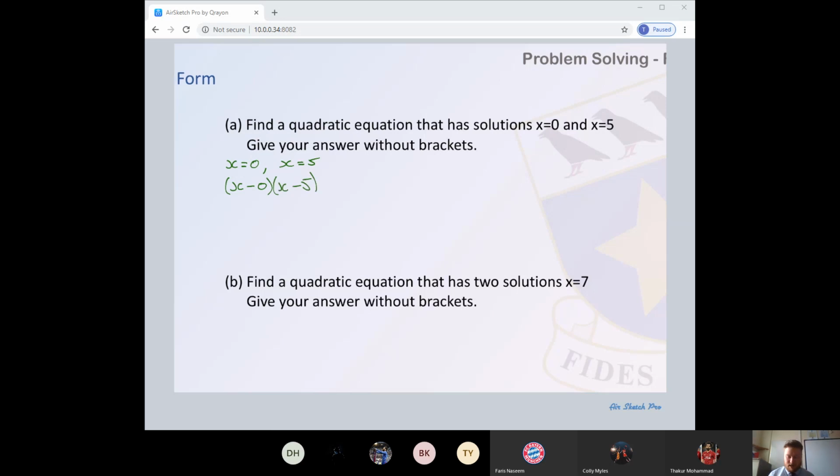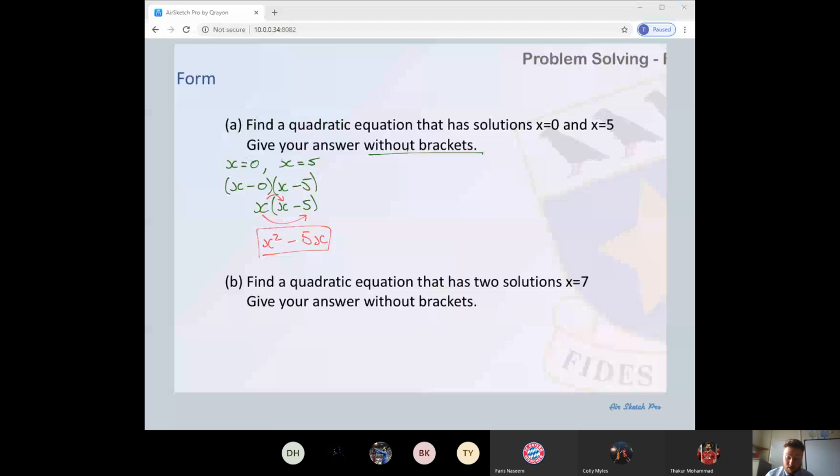And actually x minus 0, well, that's just x, isn't it? If we take away 0 from anything, we just have x. So that's x and x minus 5. And then it says we do have to find the answer without brackets. So all that we need to do there is multiply this. So x multiplied by x is equal to x squared. x multiplied by negative 5 is negative 5x. And so that is our final answer for the first one. Okay, so it's quite straightforward. We're just looking for those solutions and putting them back into the brackets by taking the negative of the numbers.